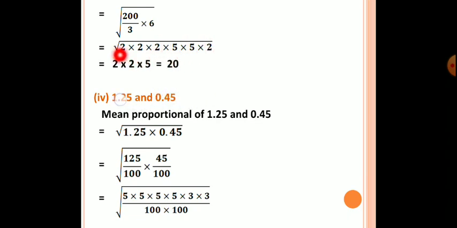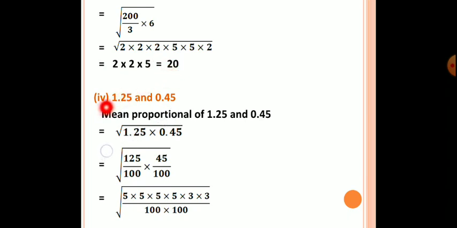So for every 2 2's, we will take 1 2 outside. Again, there are 2 2's, 1 2 will come outside. And for 2 5's, 1 5 will come outside. So 2 2's are 4, 4 5's are 20, which is the answer.